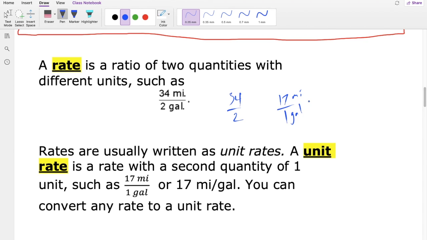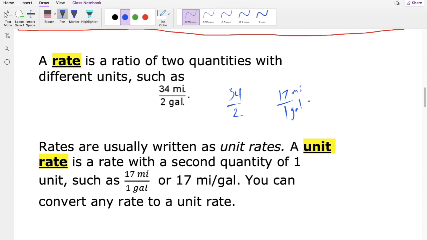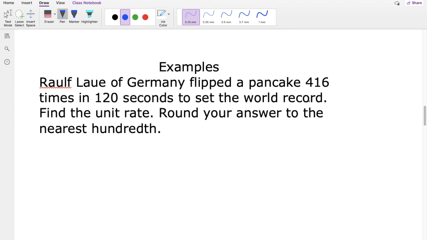That is something that you do hear all the time: 17 miles per gallon, meaning 1 gallon. Or 17 miles per hour, meaning you went 17 miles in 1 hour. So to convert to a unit rate, all you have to do is just do the division. So, an example.